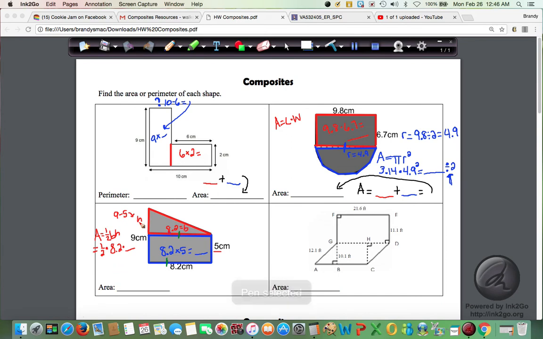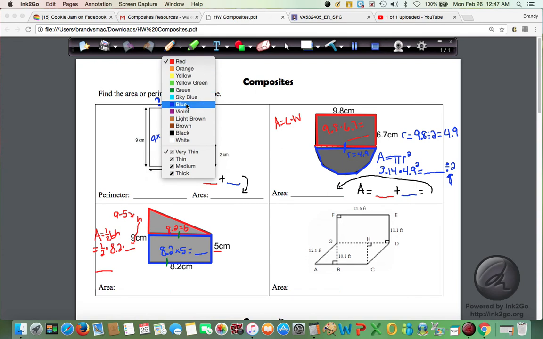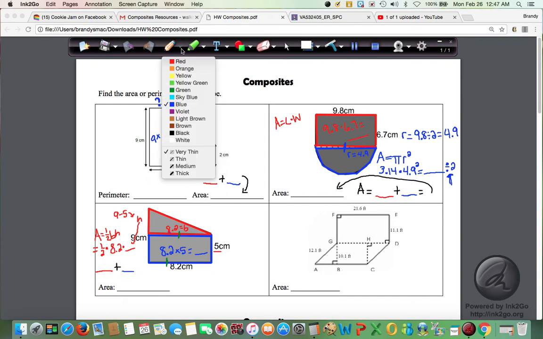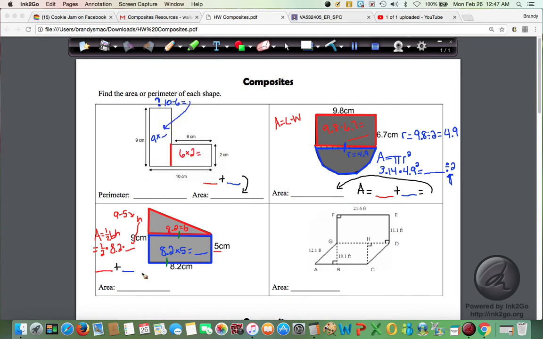So this answer goes right there. Whatever 9 minus 5 is. Pretty easy. Then you have to find out your total area. You take the area of the triangle. You add it to the area of the rectangle. And then you have your total area right there. Okay? All right, let's look at the last one.